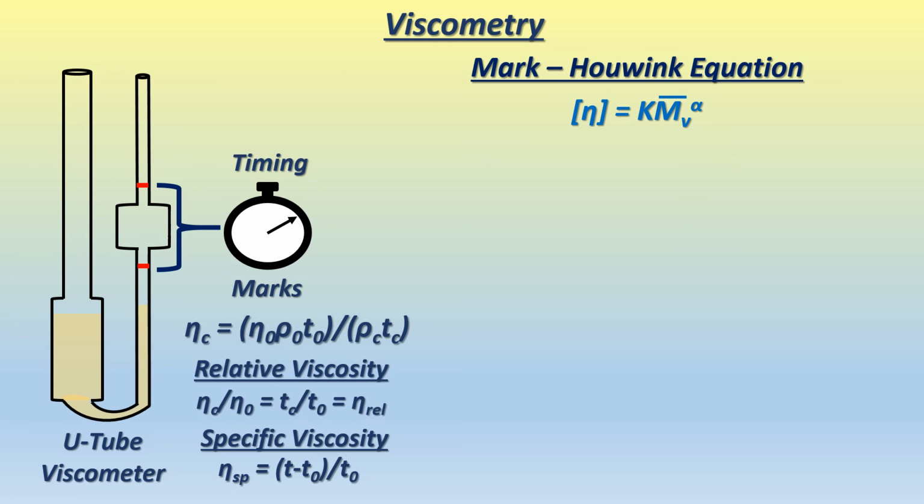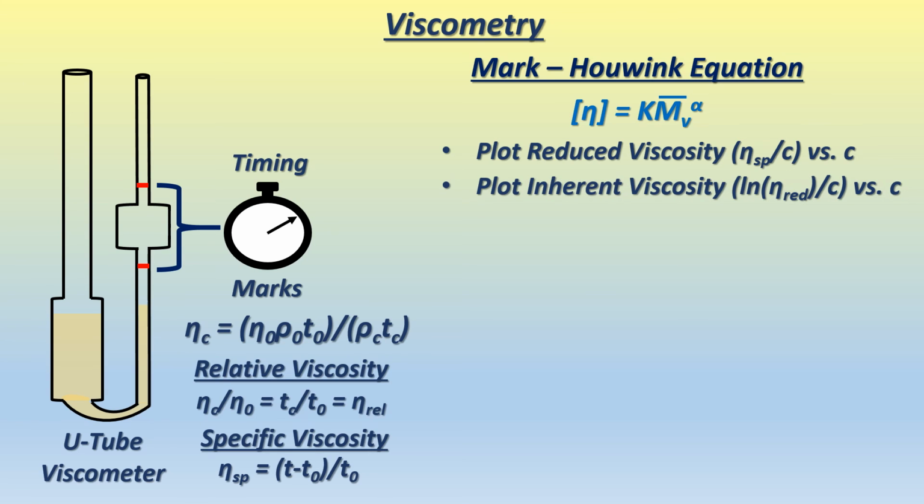Two plots are required. Various measurements of viscosity are made with the viscometer at various concentrations. A plot of reduced viscosity, which is the specific viscosity divided by C, versus concentration would be one plot. And something called the inherent viscosity, which is the log of the relative viscosity over C, versus C would be the other plot. These will have a common intercept if the solutions are properly prepared. The intercept is 1 over the viscometry average molecular weight.